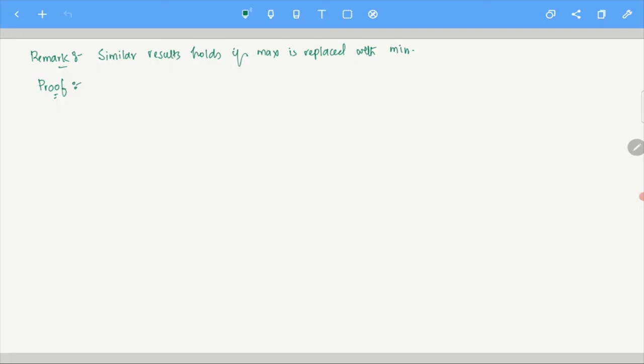So let's look at the proof of the theorem. Proof. Let there exist a point x naught, t naught. It is given, right?